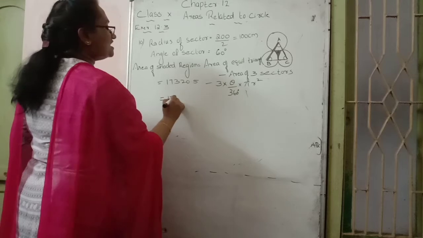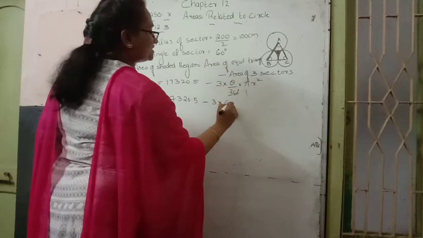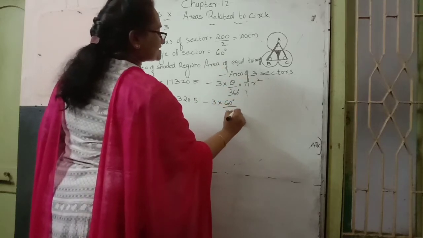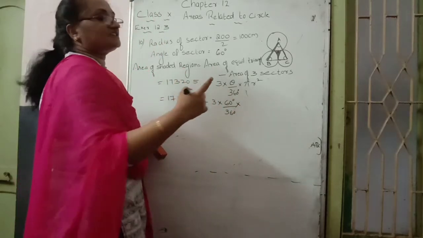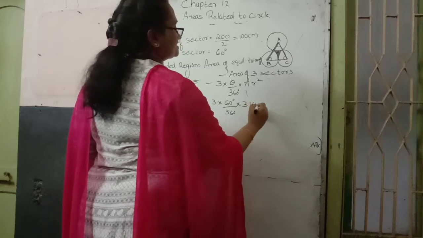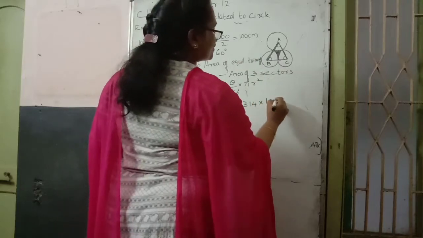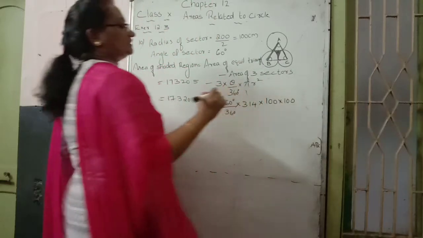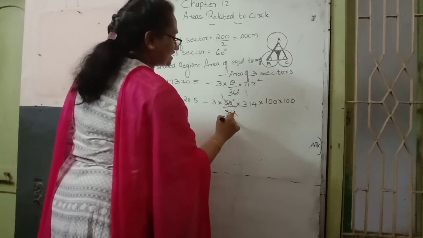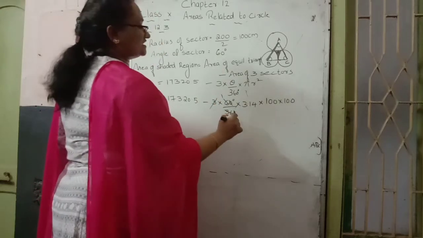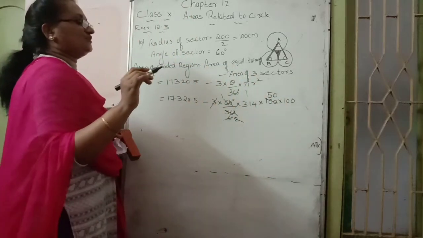Next step, substitute the values. 17320.5 minus, theta place theta value, how much? 60 by 360 into pi. Place the pi value, they mentioned as 3.14, not 22 by 7, they gave in the question, into the radius of the sector, how much? 100. R square is 100 into 100, 100 multiplied 2 times. 6 ones are 6, 6 sixes are 36, 6 and 36 cancel 6 times. 2 and 100 cancel 50. So the denominator part, everything we cancel.